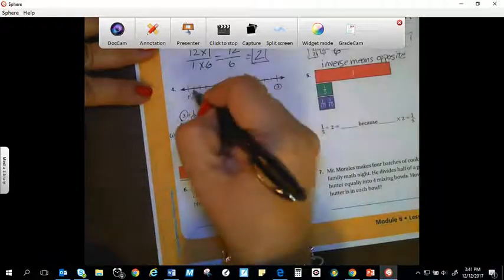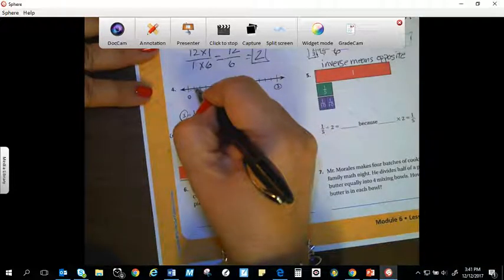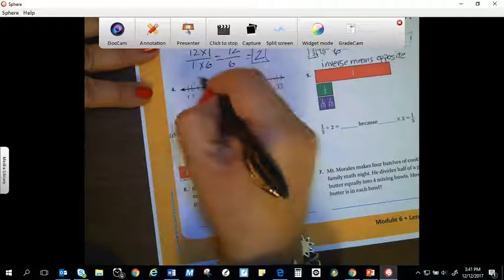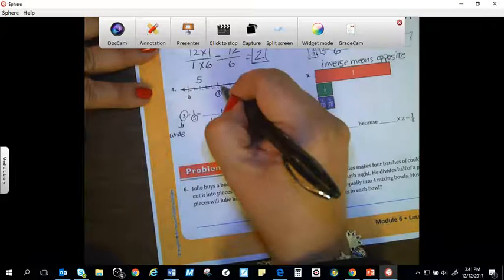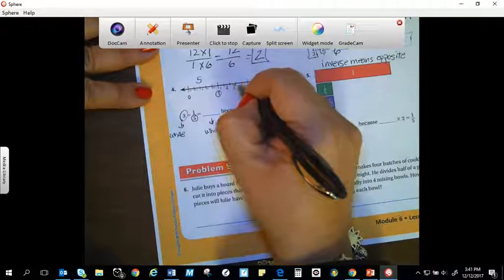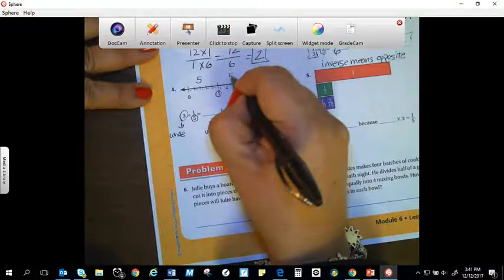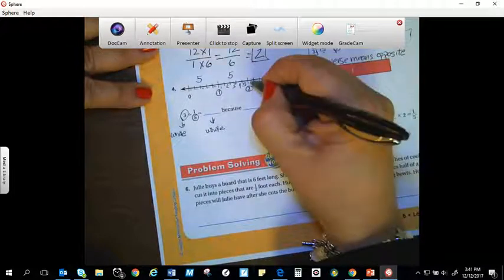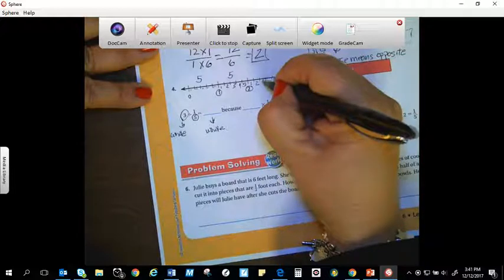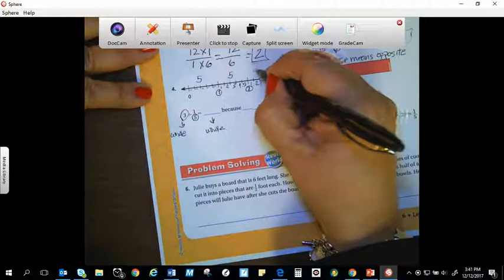So here I have 1, 2, 3, 4, and 5. So there's 5 equal parts here. 1, 2, 3, 4, and 5. I have 5 equal parts here. And I have 1, 2, 3, 4, 5. I have 5 equal parts here.